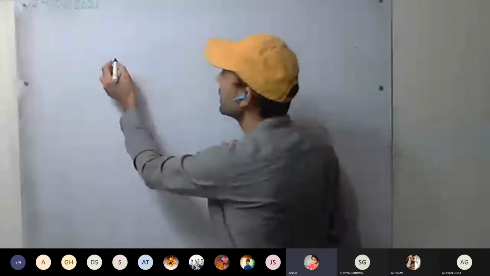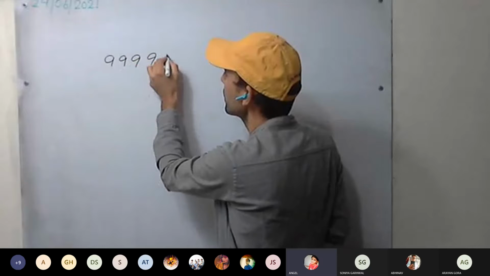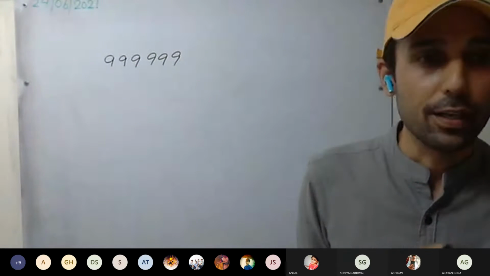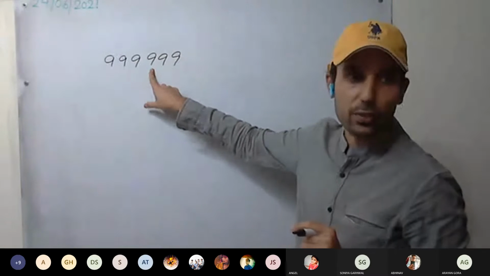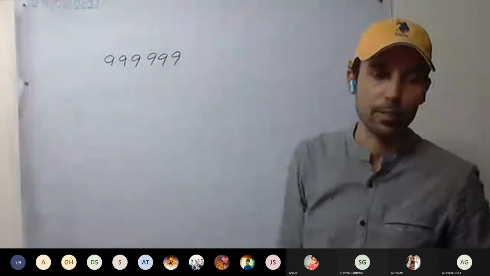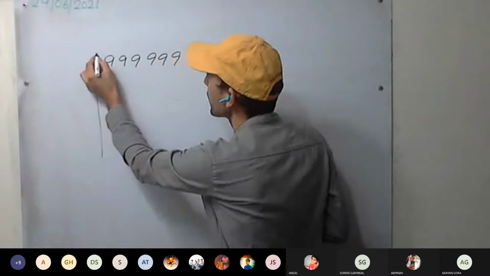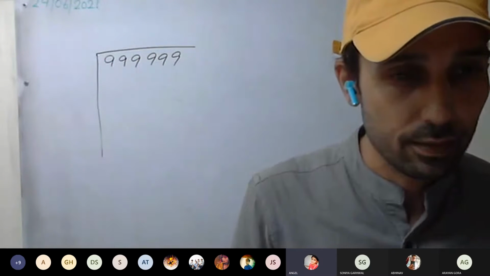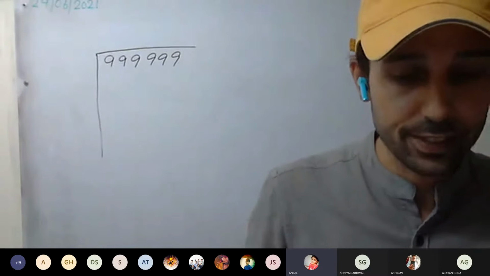So first we take this, the greatest 6-digit number we have taken. Now, by using the long division method, we will check whether it's a perfect square or not. If not, then how can we find the greatest 6-digit number? We are revising it once again.